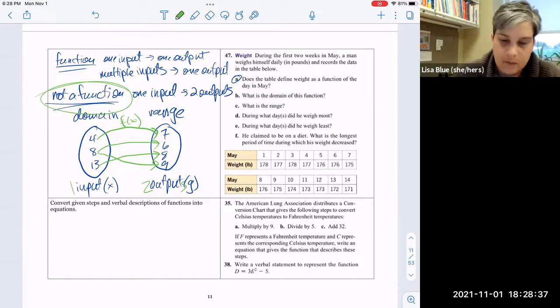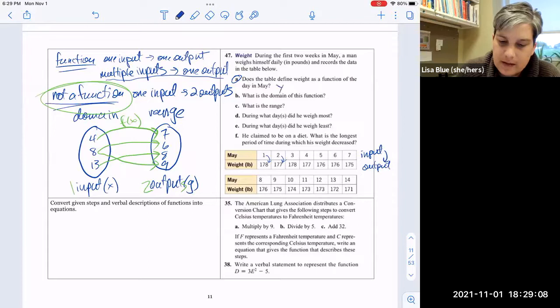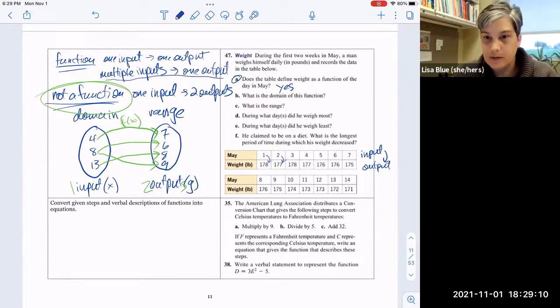So that's what we're looking for with this data set. And so with this data set, we see that it's okay if multiple inputs go to one output. And so 1 goes to 178, 2 goes to 177. We see that for each day, okay, so the days are the input, each input maps exactly to one output. And so that means that, yes, this is a function. All right, does that make sense?